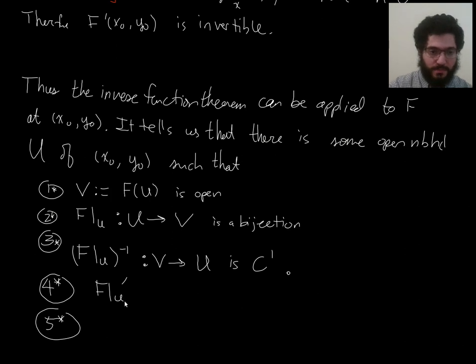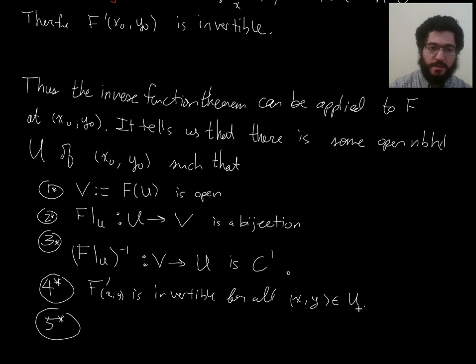So I don't need to write restricted to U, I can just write F prime is invertible. F prime of x, y is invertible for all x, y in U, rather than just what we had up here, which was just for specifically x0, y0. So this is something we had actually in the proof that we gave of the inverse function theorem, but we never wrote it as a final conclusion in the theorem statement. You can infer it afterwards if you want to.